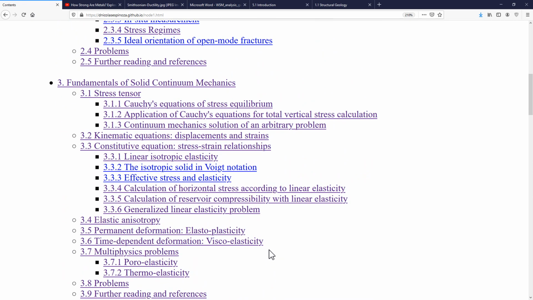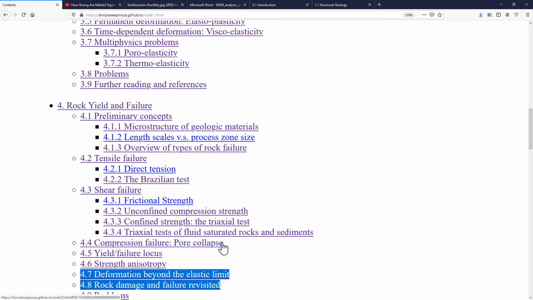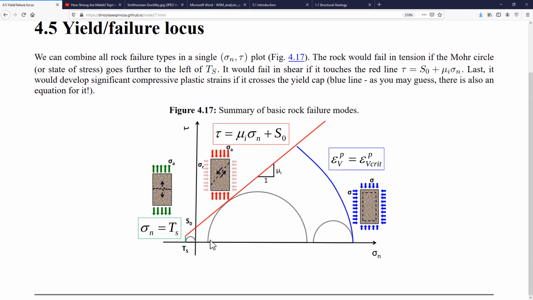In chapter 3, we mostly talked about elastic strains and strains which are recoverable. We touched a little bit on elastoplasticity and viscoelasticity, but most of that was about elastic strains. And in chapter 4, we explored what is the limit for those elastic strains. For example, we saw that we have limits for tension, for shear, and for compression stresses. These are the limits at which we don't have elastic strains anymore.